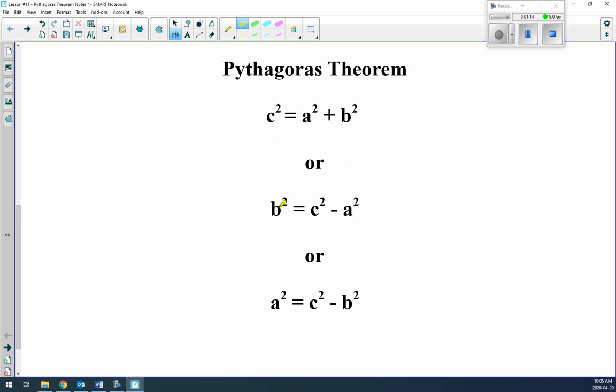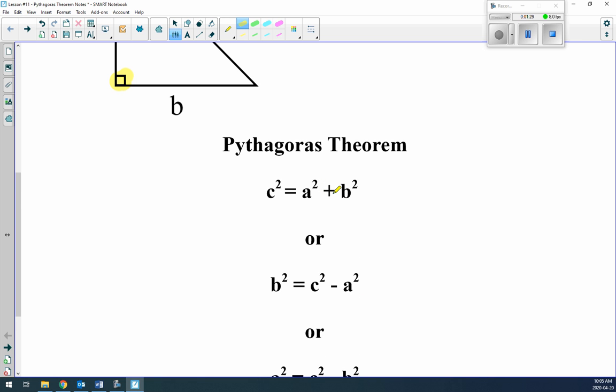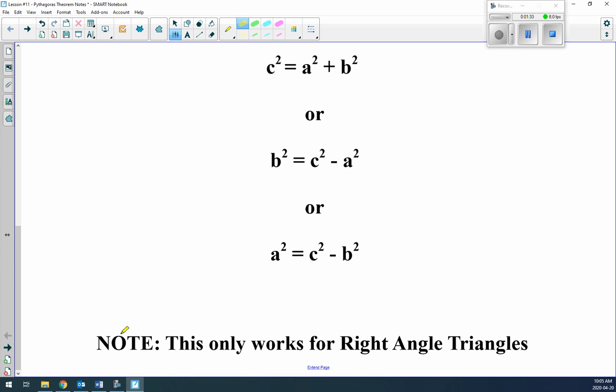Now, what if you're looking for one of the shorter sides? Well, to find a shorter side, you take the longest side, the hypotenuse, square it, and subtract the square of the other leg. So if you want to find that one, then a squared equals the hypotenuse squared minus the other leg squared. Those are just the basic formulas. It's just variations on c squared equals a squared plus b squared. We just rearrange them.